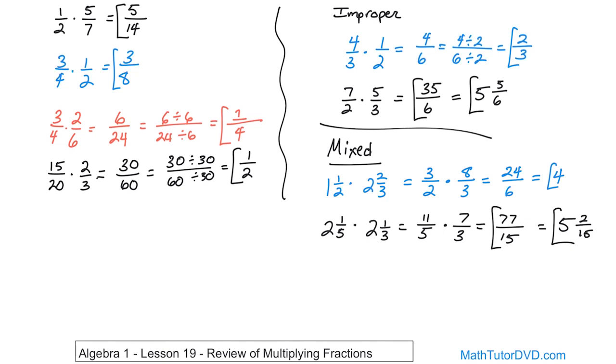So make sure you understand how to multiply fractions together. It's very simple. It's much easier to do this than to add them or subtract them. Just multiply the tops, multiply the bottoms, simplify the results.